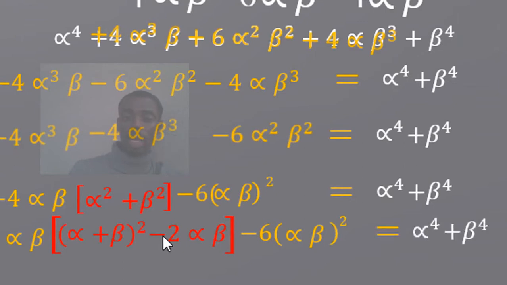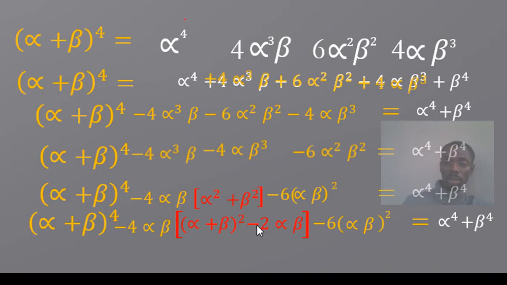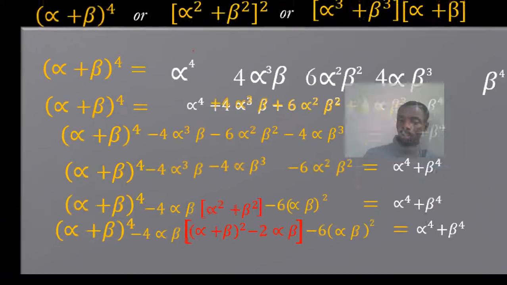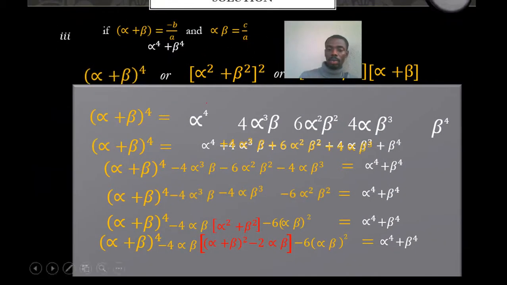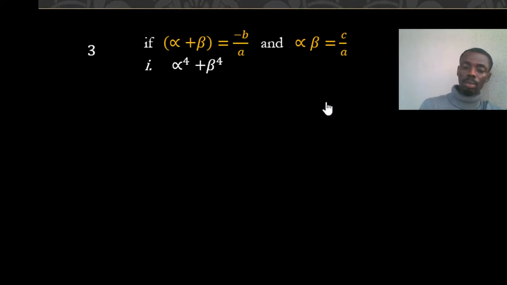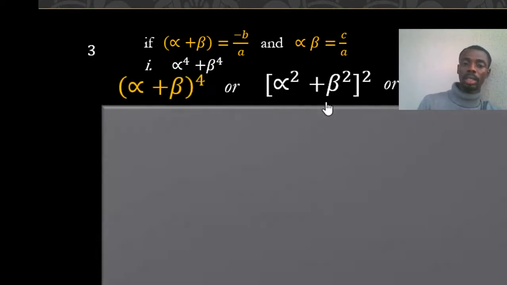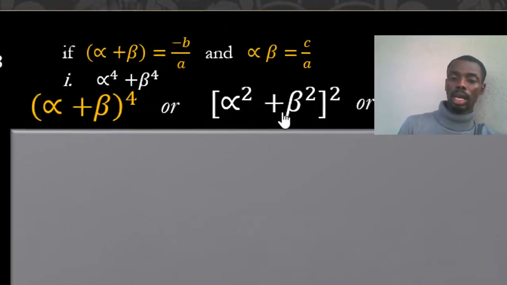Have I been able to answer the question? Of course, yes. Every bit of term in my expansion already conforms to alpha beta and alpha plus beta. This is alpha plus beta, this is alpha beta, this is alpha plus beta, this is alpha beta, this is alpha plus beta. So I can easily substitute minus b over a and c over a appropriately. Let me see if I can make use of the second approach.